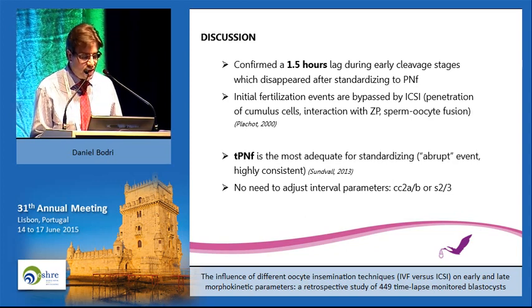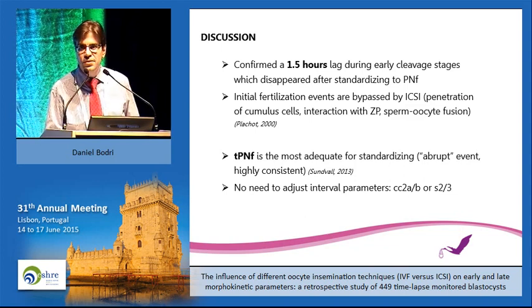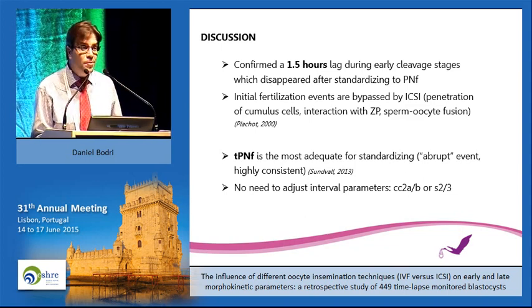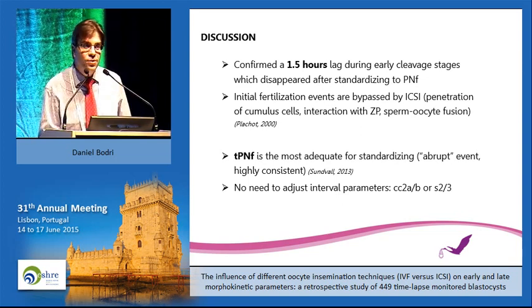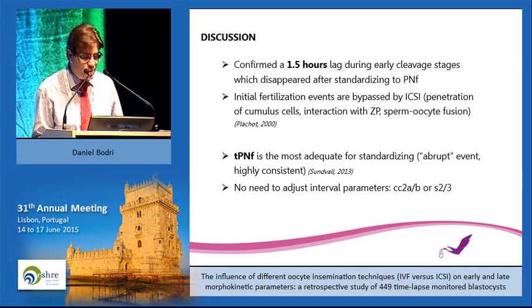Time to prenuclear fading is the most adequate time point to standardize to because it's an abrupt event, only observable during one or two frames, and it's also highly consistent with the lowest intra- and inter-observer variability. By contrast, there is no need to adjust for any of the interval parameters, such as CC2, S2, and S3, because they already express the duration of different cell cycle events.